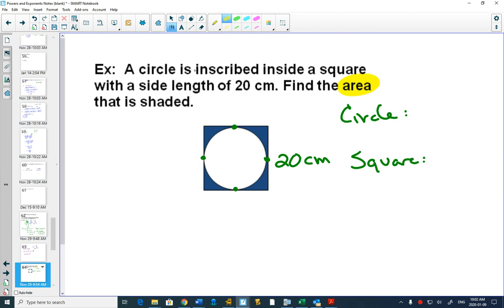Do we have an area formula for circles? Yes. What is it? Ooh, this will be my one that you don't remember from your formula sheet. Pi r squared. And your area of your square? We just did that one, length times width. So now we have to think, how could we do this area that's left?